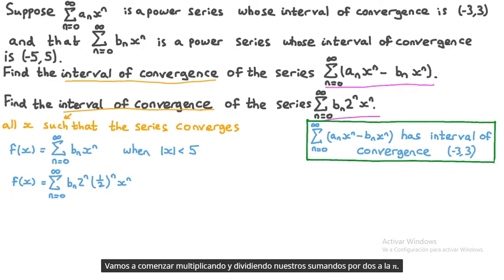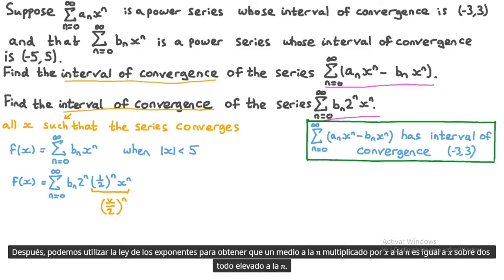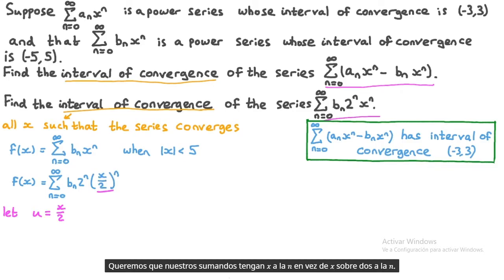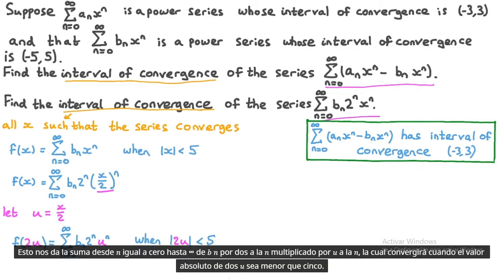We'll start by multiplying and dividing our summand by 2^n. Next, we can use our laws of exponents to notice that (1/2)^n multiplied by x^n is equal to (x/2)^n. We want our summands to have x^n instead of (x/2)^n, so we'll let u be equal to x divided by 2. This gives us that the sum from n equals 0 to infinity of b_n 2^n multiplied by u^n will converge when the absolute value of 2u is less than 5.